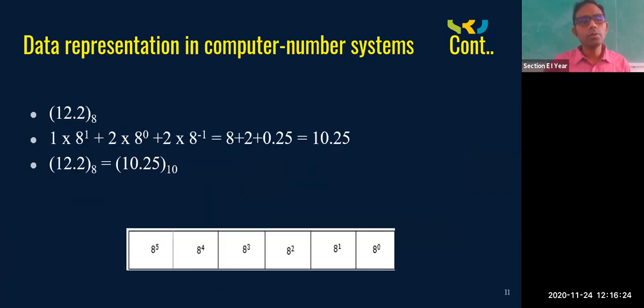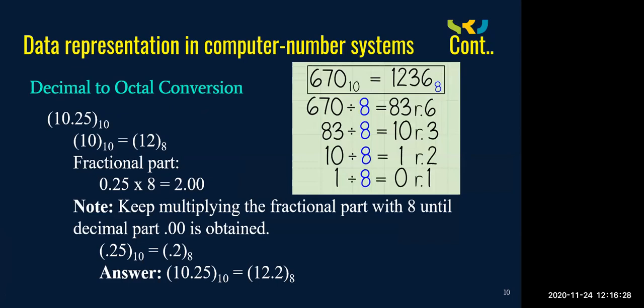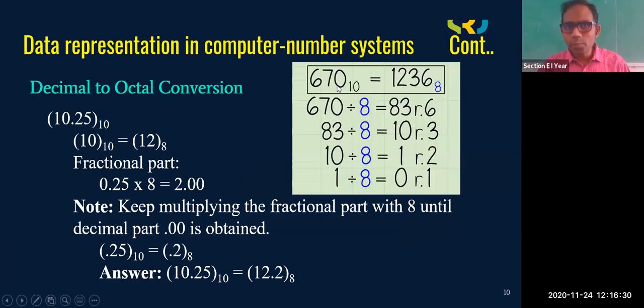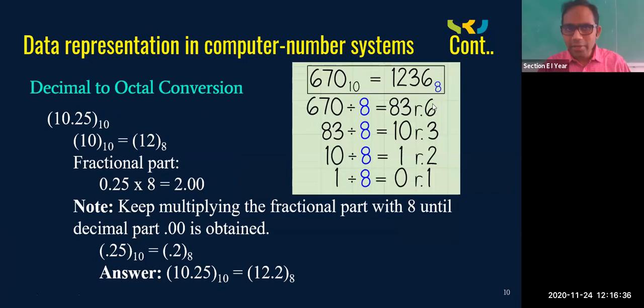Now let us go to the example. Convert 670, which is in decimal number system, to octal number system.